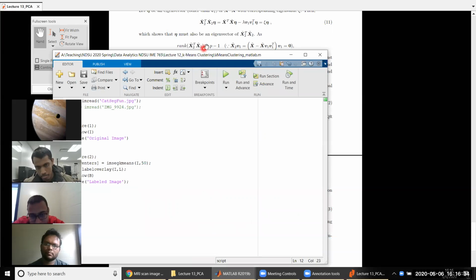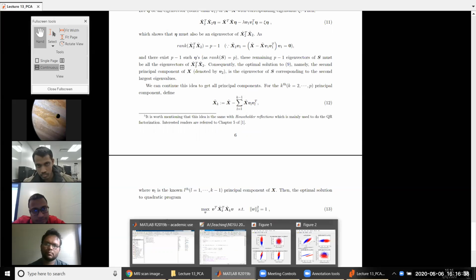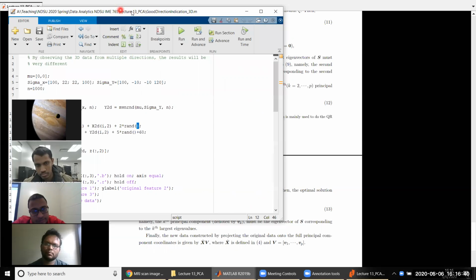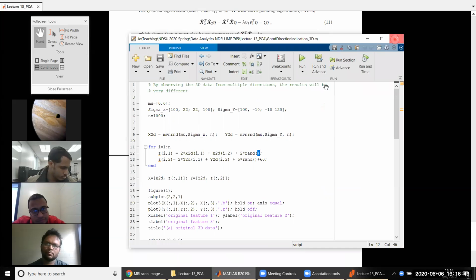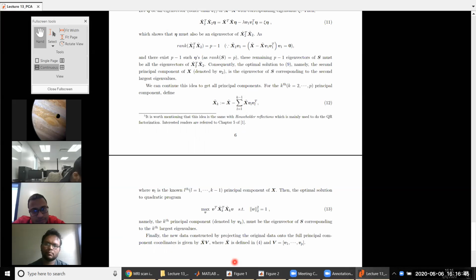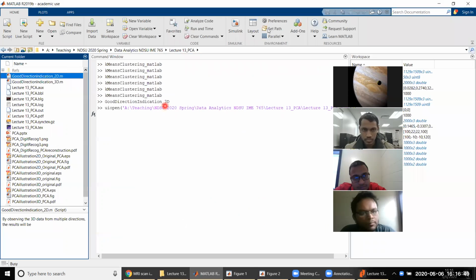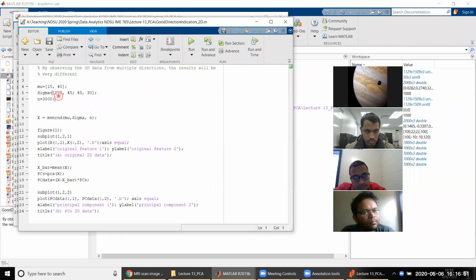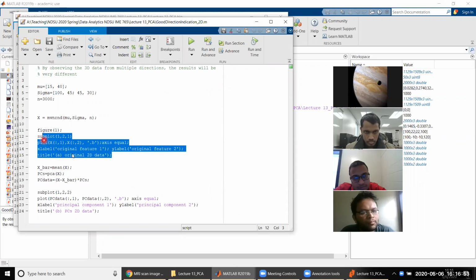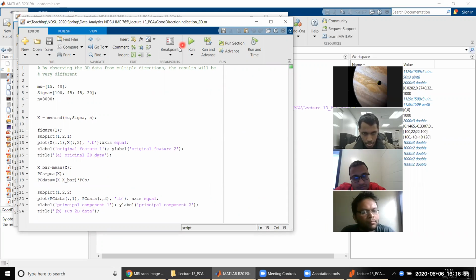Where's my code? Let me show you the 2D one, which is easier. No, this is the cat example. Let me see, where's my 2D? Oh, no, this is 3D. Come on, where's my 2D example? My 2D example is here. Okay, so originally I generated the data for fun, and I generated this. All these are not important. The important thing is here.